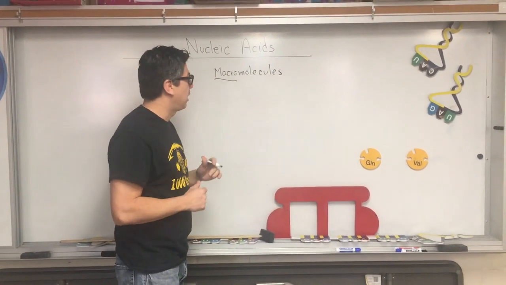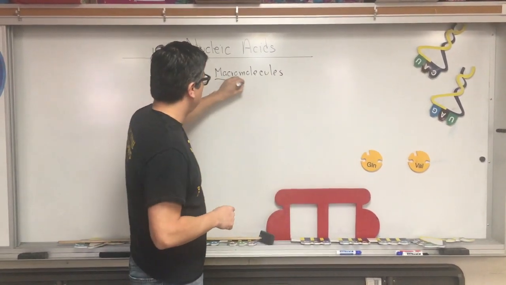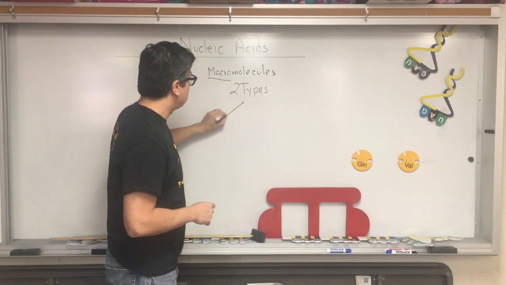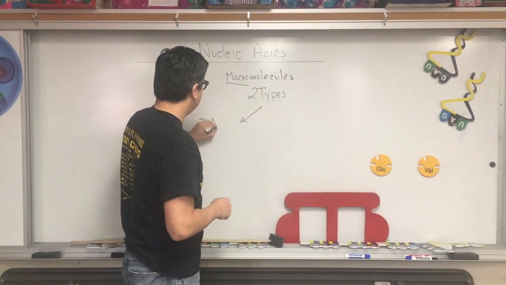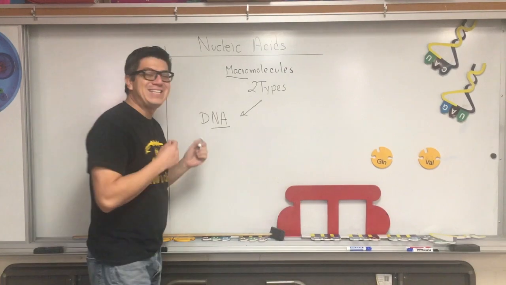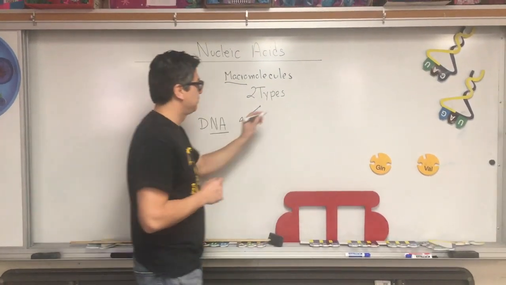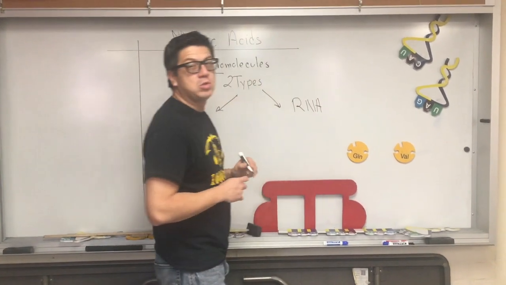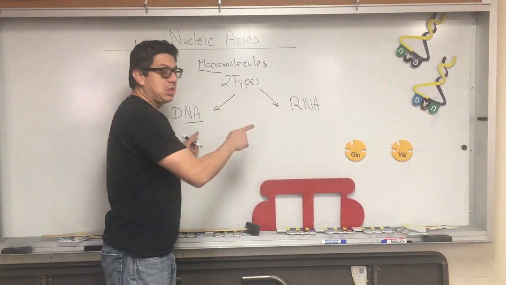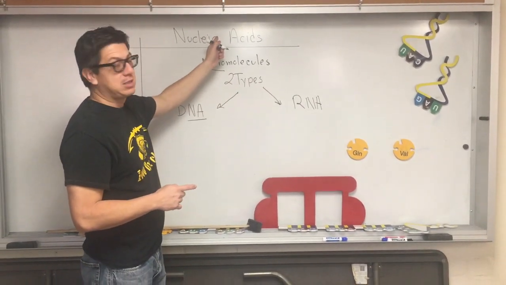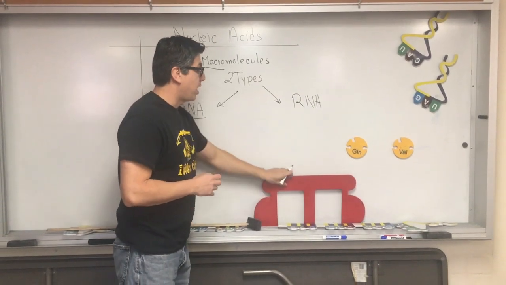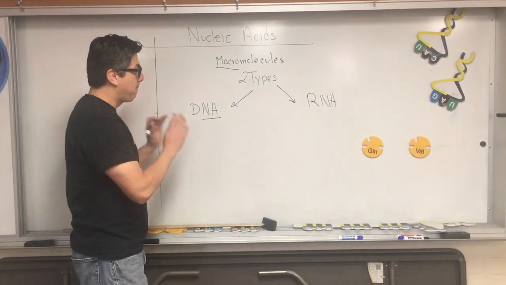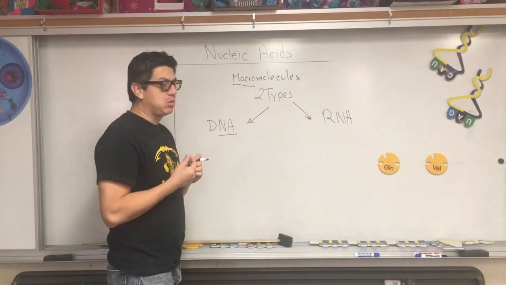Macro means big. Now, there are two types of nucleic acids. Type number one is called DNA, deoxyribonucleic acid. The second type is called RNA, ribonucleic acid. Both of these are nucleic acids, very huge molecules. Why are those molecules so huge? Because they are both made up of very small molecules called nucleotides.